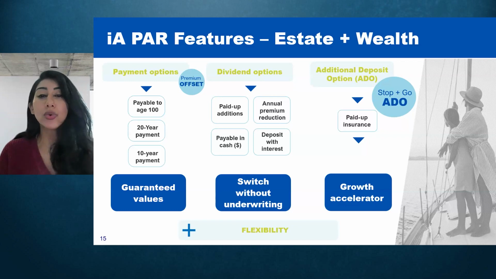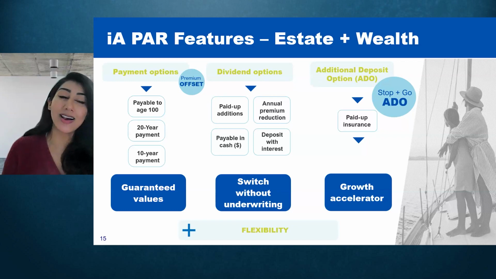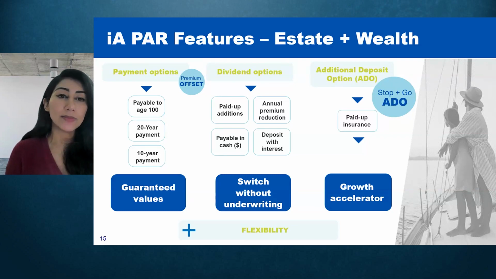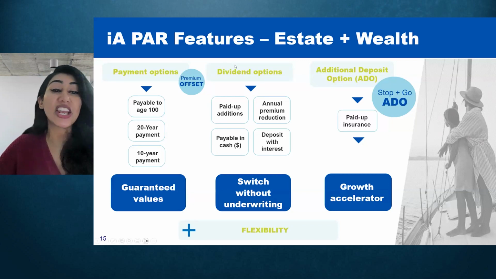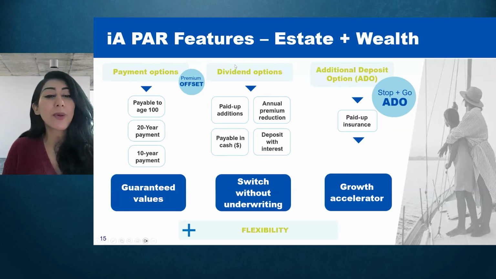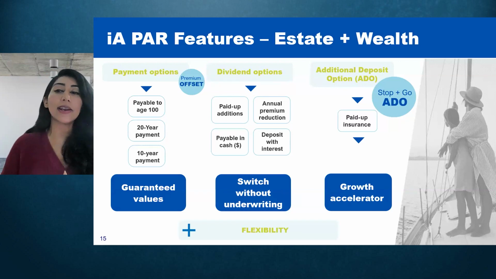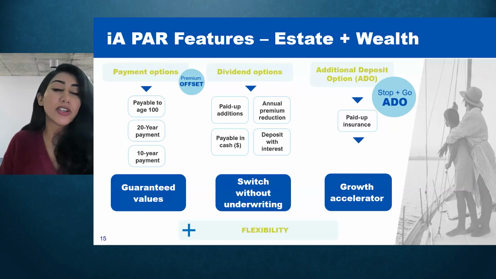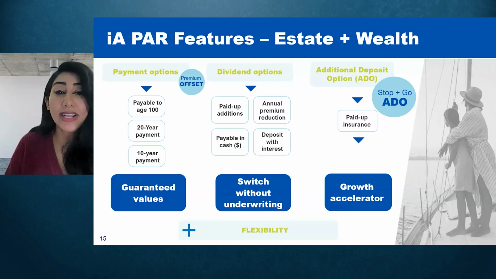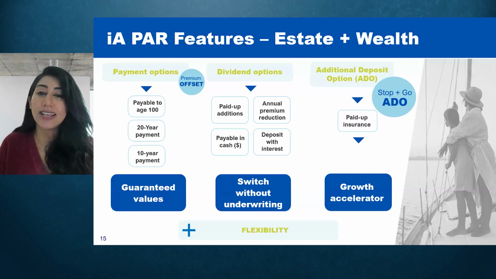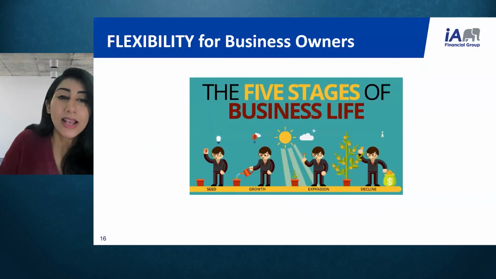For those who are aware, and for those who are not, if you have not looked at IA in the previous day, one thing we've been able to do is incorporate flexibility into our dividend options, meaning you can change the dividend options every policy anniversary year without any underwriting. I'll get to why and when you would use that. When it comes to the additional deposit option, I'll talk about our key feature, stop and go, and how that works as a growth accelerator as well.